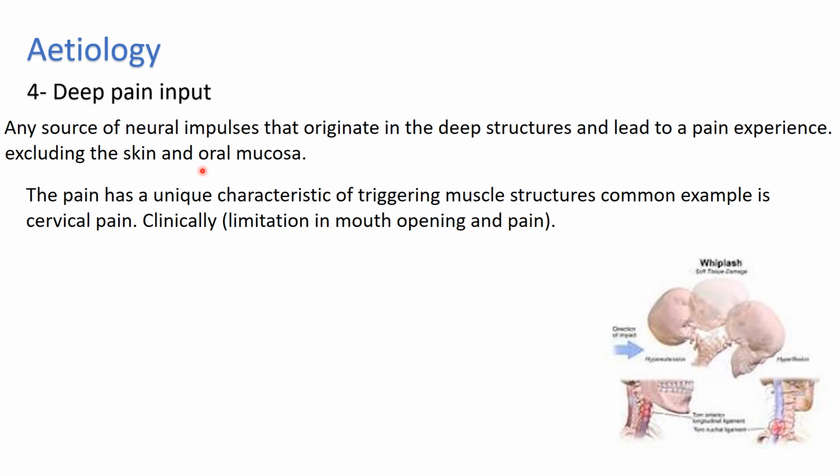The fourth reason is deep pain input. So any source of neural impulses that originate in the deep structure can lead to a pain experience, excluding the skin and oral mucosa. So the pain has a unique characteristic of triggering the muscle structures, and a common example is cervical pain, also called whiplash, like a sudden movement of the cervical vertebrae, and clinically it's evident when you have limitation in the mouth opening and pain.